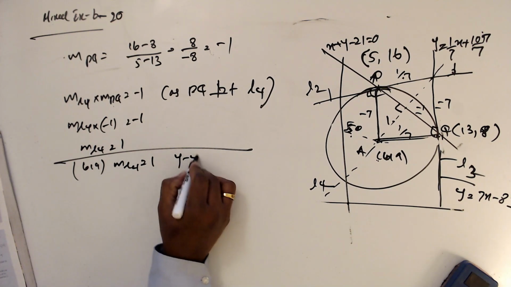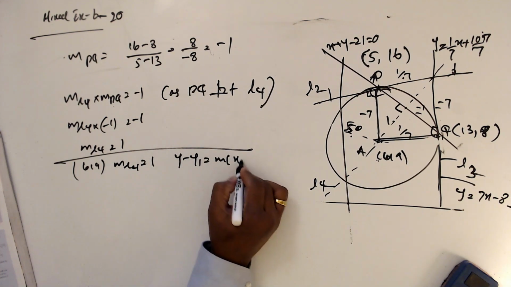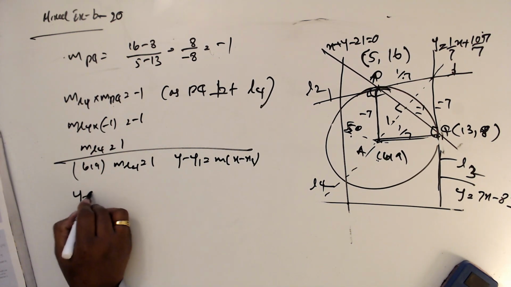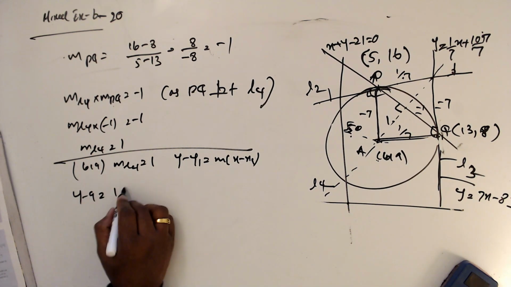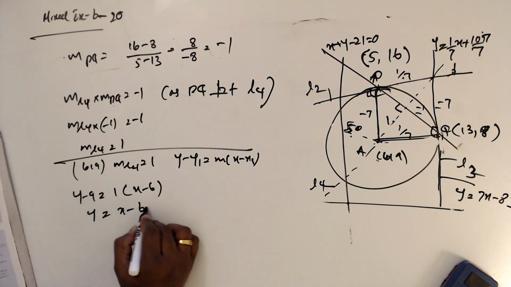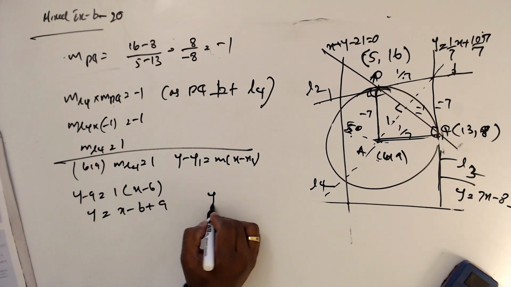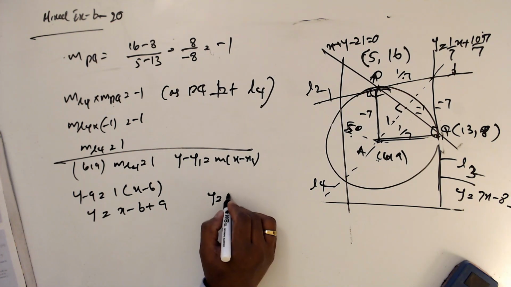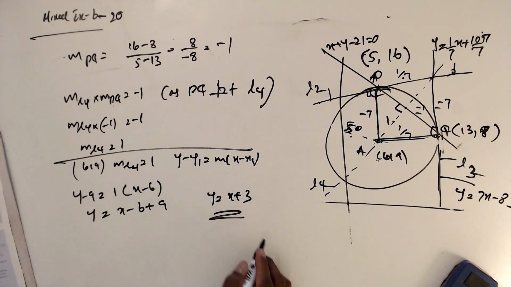Now y minus y1 equals m times x minus x1. y minus 9 equals 1 times x minus 6. y equals x minus 6 plus 9. It means y equals x plus 3.